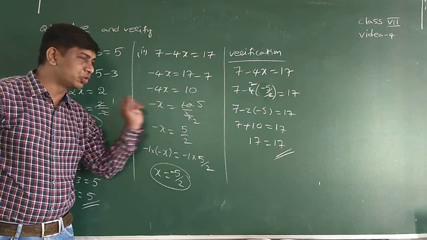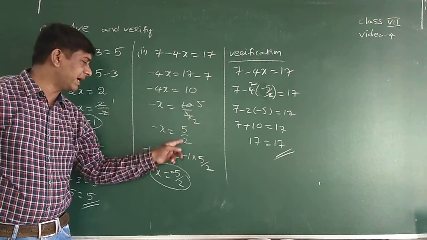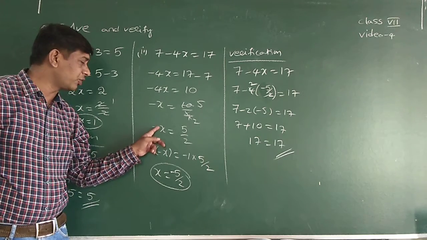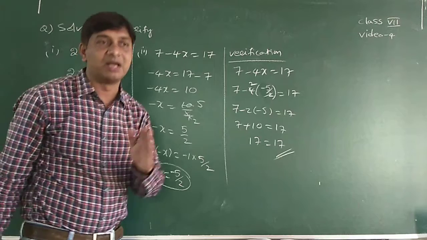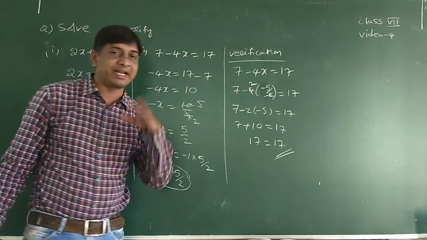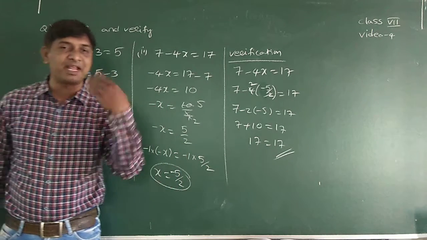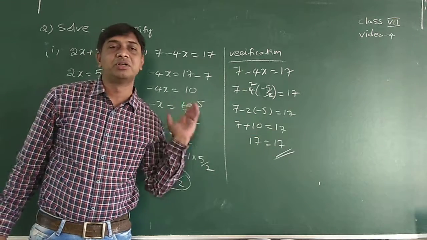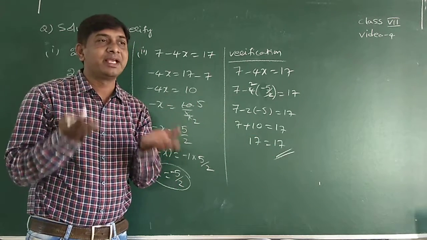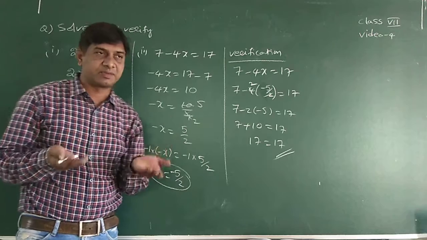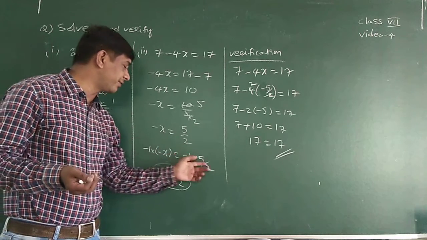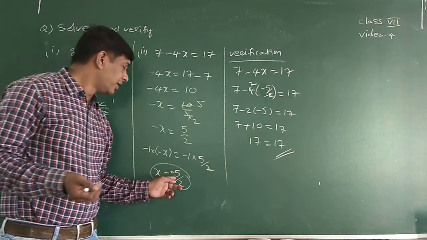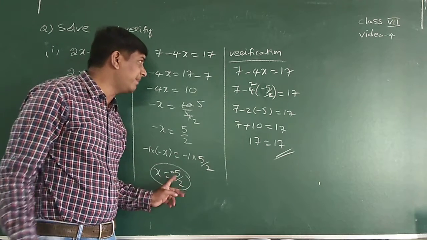2 5s are 10, 2 2s are 4. Minus x is equal to 5 by 2. Now to make it positive, I multiply minus 1 on both sides. Whatever simplification you do, either adding, subtracting, multiplying or dividing, you have to do it on both sides to keep the equation balanced. So minus 1 into minus x is equal to minus 1 into 5 by 2. X is equal to minus 5 by 2.